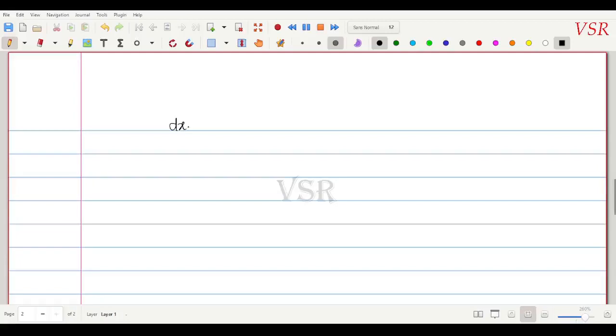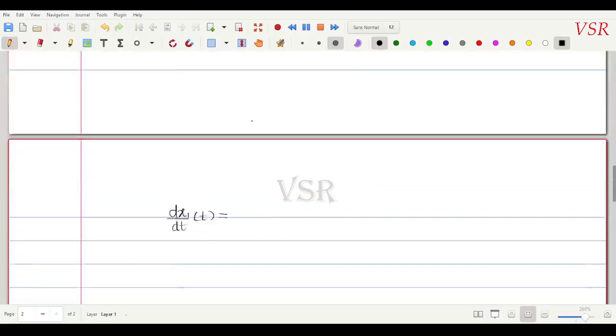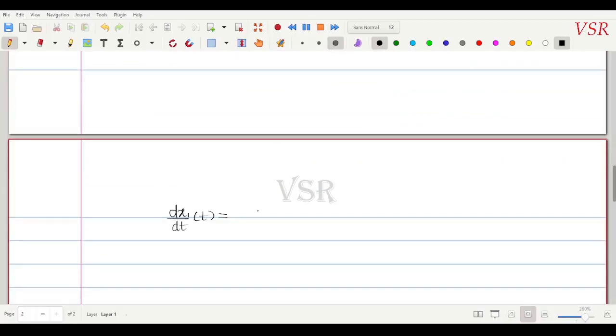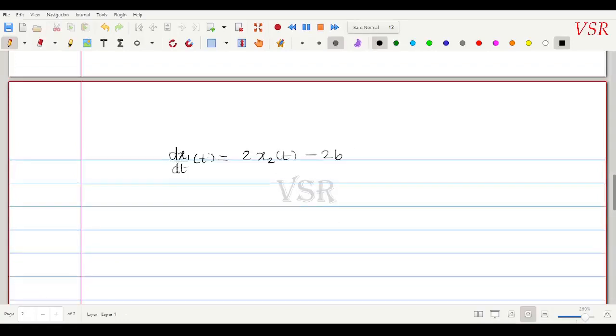dx1 by dt at the point t is equal to 2x2 of t minus 2b. So I'll have this is 2x2 of t minus 2b. This is the first equation, with the condition that x1 of 0 is equal to a plus r.